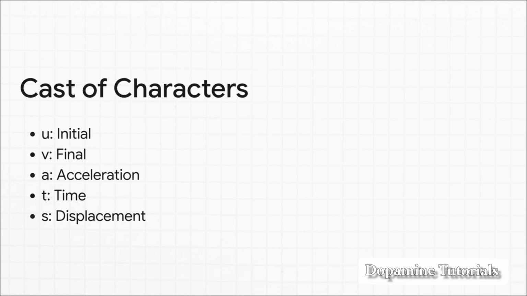Before we start combining them, let's meet our cast of characters. We've got 5 variables to play with here. U is our initial velocity, so right at the start when the clock is at 0. V is our final velocity, at whatever later time we're looking at. A is our constant acceleration. T is the time elapsed.